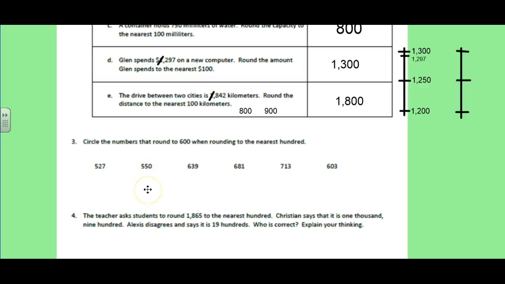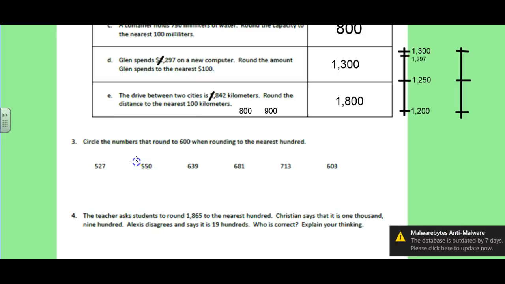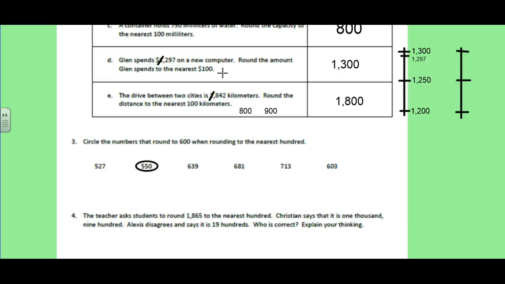550 is actually right at that halfway point between 500 and 600, so that tells me that since I'm at the halfway point, 550 would round up to 600, so you will be circling 550 because it does round up. Next one is 639.